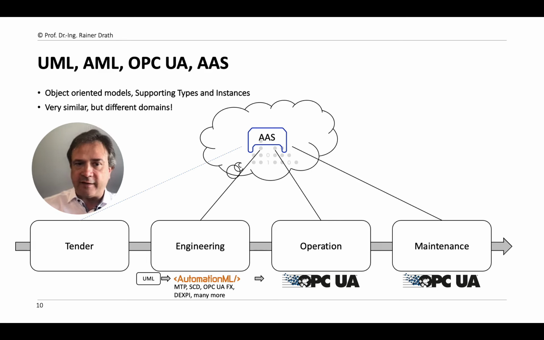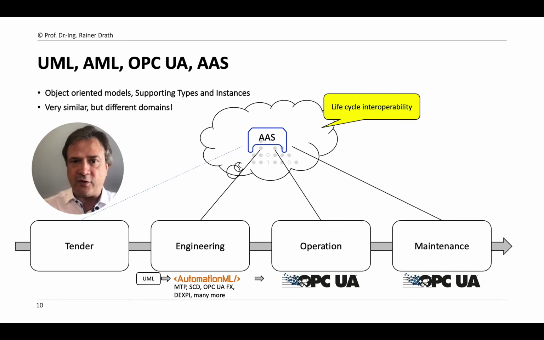It means that the Asset Administration Shell is providing product information from the vendors to be used in the tender phase, in the engineering phase, in operation and in maintenance, but it has no connection to operational data, and it does not solve the problem of the iterative engineering functionality that I explained in the previous slides.